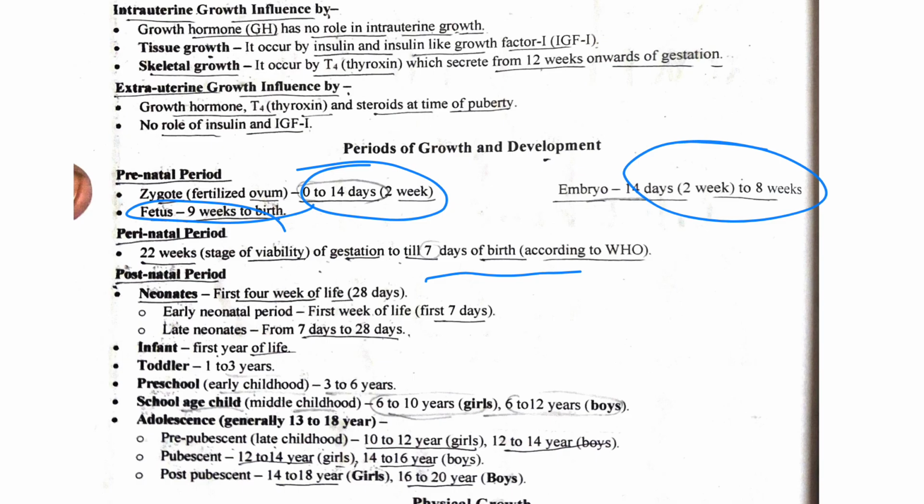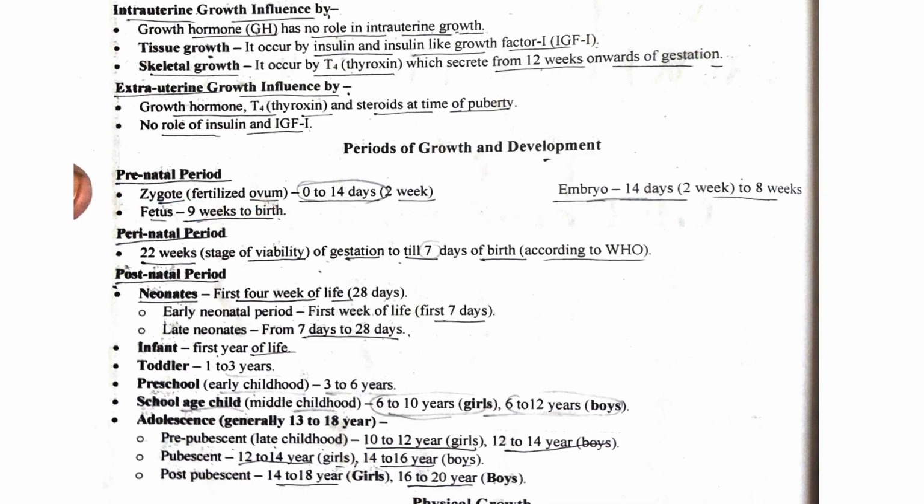Postnatal period. Neonate, the first 4 weeks of life, 28 days. Early neonatal period, the first week of life, first 7 days. Late neonate, from 7 days to 28 days. Infant, first year of life. Then toddler, 1 to 3 years. Preschooler, early childhood, 3 to 6 years. Next, school age child, middle childhood, 6 to 10 years girls, 6 to 12 years boys. Adolescents, generally 13 to 18 years.